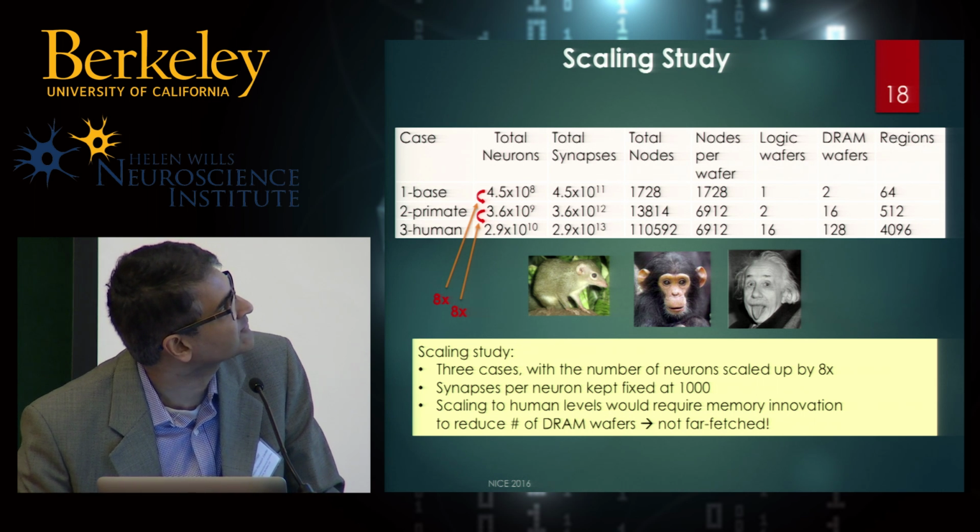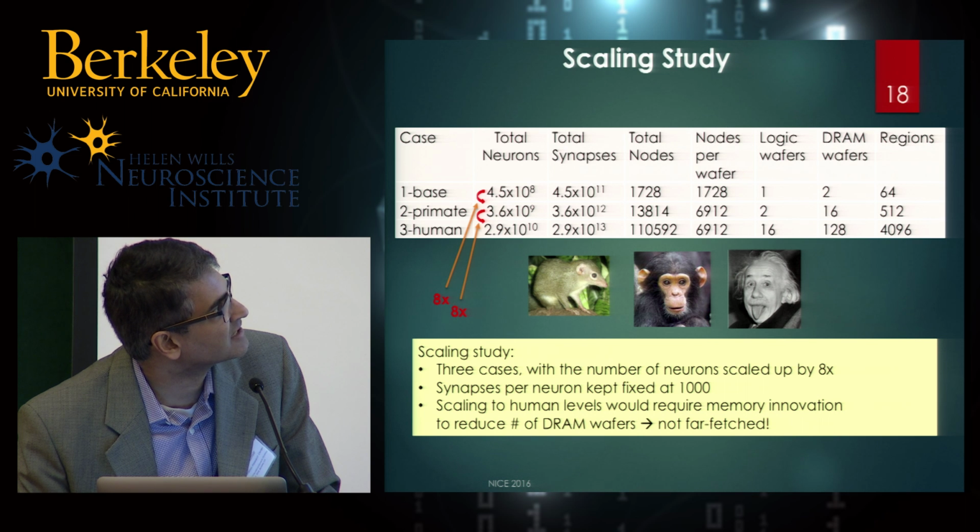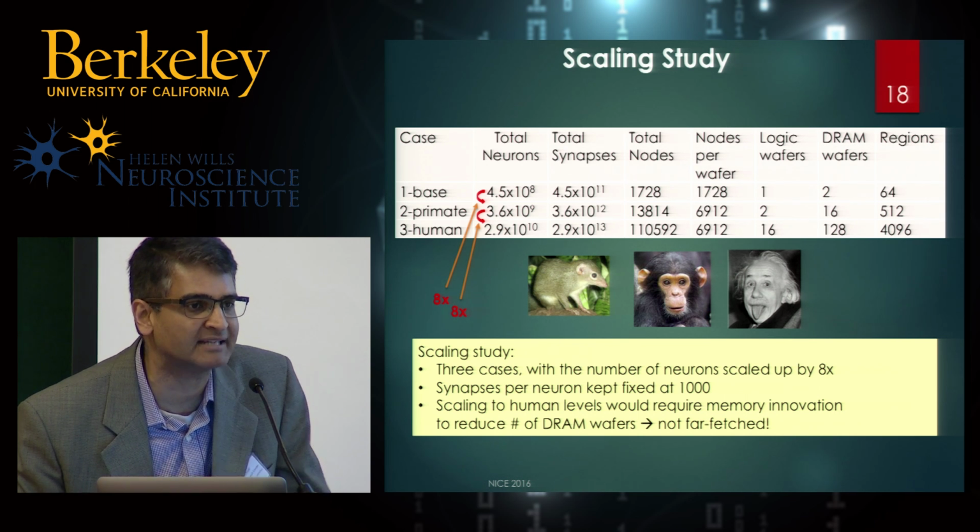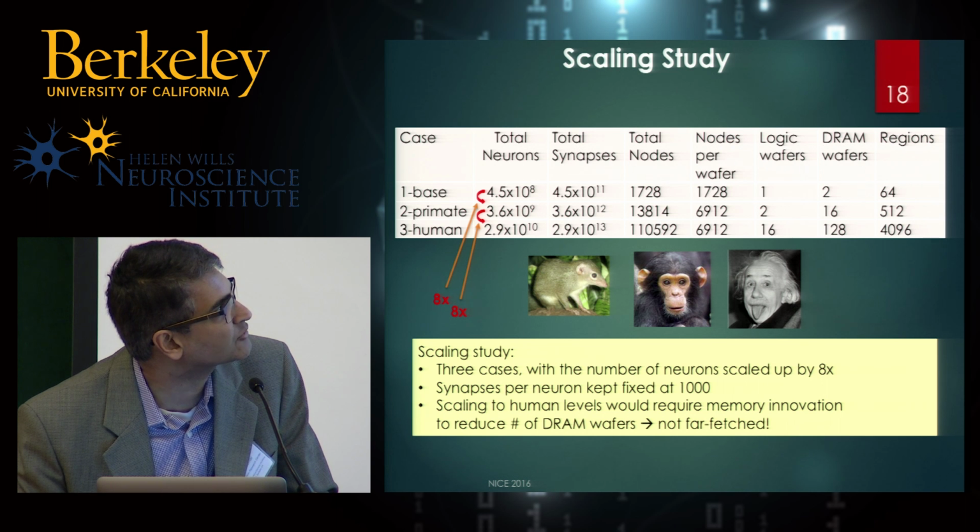This is the total number of nodes that I would need, and this is the number of nodes I can put on a wafer. For this case, I put 1,700, and then in these cases, I'm kind of assuming that I can't put more than about 7,000 nodes onto a single wafer. And then I look at how many wafers do I need. So certainly, it's very reasonable to think I need 1 or 2.